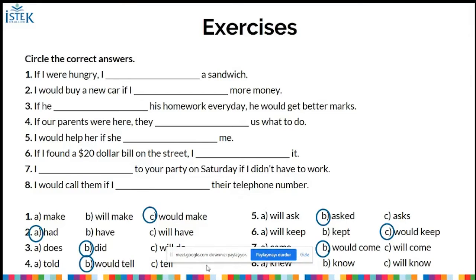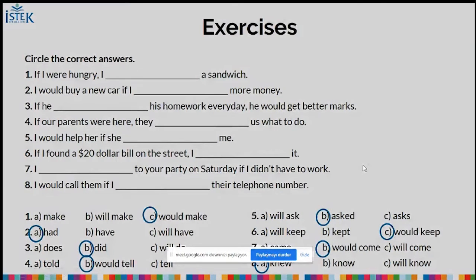I would call them if their phone number. We are now going to fill in the gap with the if conditional part. In conditional type 2, the if part of the sentence is past simple. So we can say knew. I would call them if I knew their telephone number. Yes, here we are. Let's move on to more exercises.